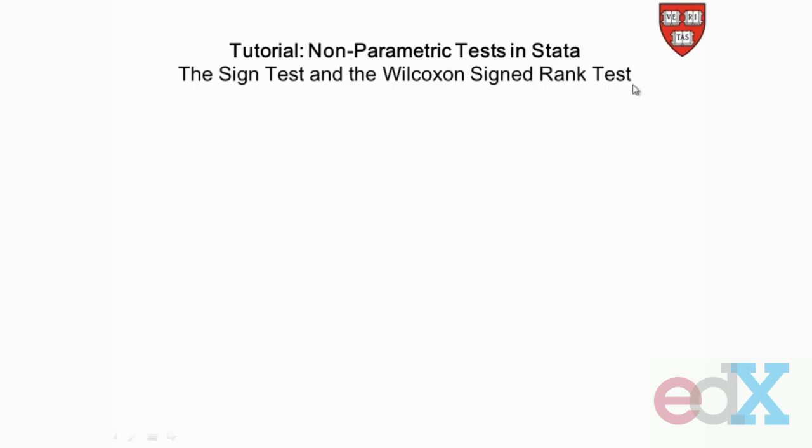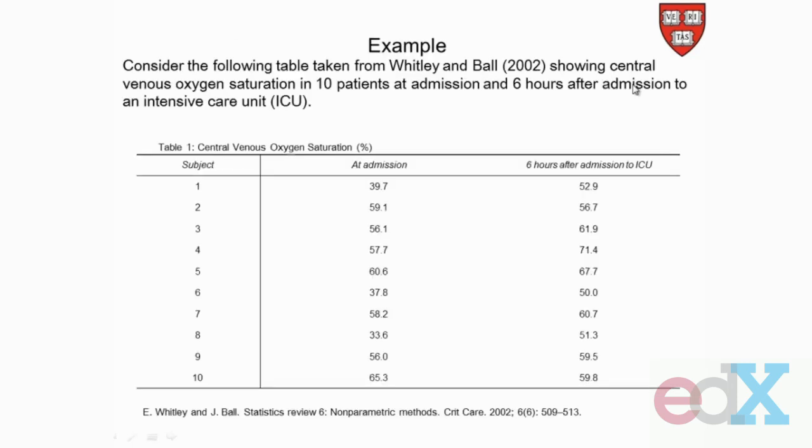So let's jump into our first example and consider the following table, which shows central venous oxygen saturation in 10 patients at admission and 6 hours after admission to the ICU. Now it is hypothesized that after 6 hours in the ICU, central venous oxygen saturation should increase. So we want to test this hypothesis.